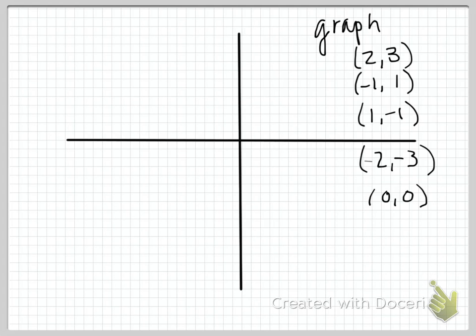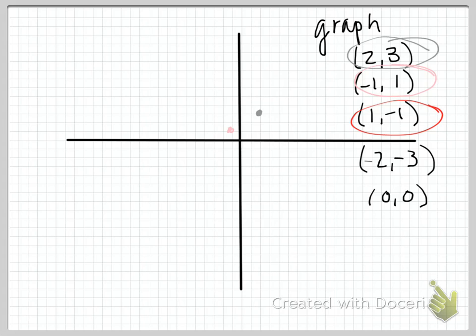Okay, we're going to plot these points. So 2, 3. Remember, when we're plotting points, we have to walk to the elevator before we ride it. So I'm going to go right 2, because it's positive 2, and up positive 3. So there's that one. Negative 1, 1, I have to go left 1 and then up 1 because left is negative, up is positive.